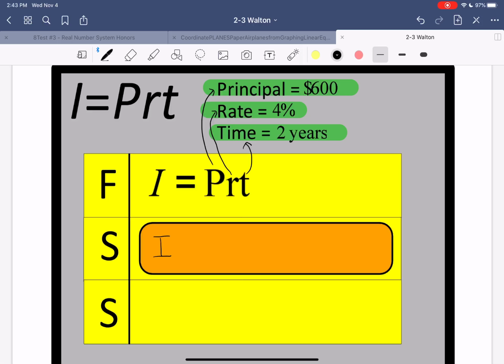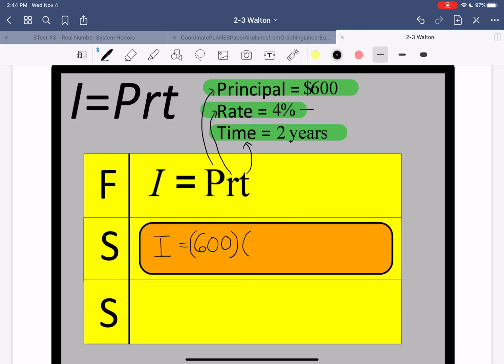So we don't have an interest, so that I is going to stay there. But we do have a principal amount, so that P is going to stand for principal, and they told us that that is $600. So, and I'm going to use parentheses to identify multiplication. So I have a principal amount of $600, and I'm going to multiply that times my rate of 4%.